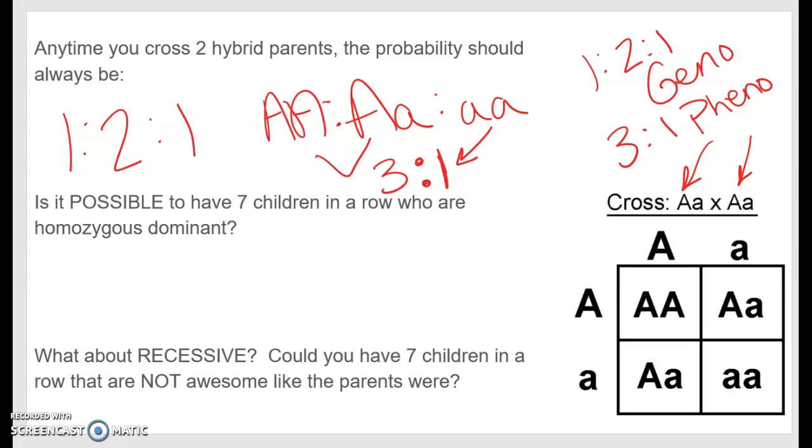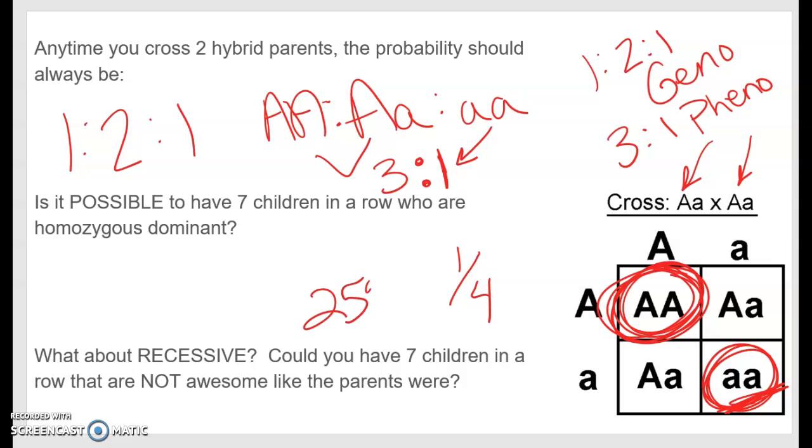Is it possible to have 7 children in a row who are homozygous dominant? Could you have 1, 2, 3, 4, 5, 6, 7 in a row who are dominant? Absolutely. What about recessive? Could you have 7 children who ended up being from Tyrone every time? Yes. They would not be awesome in this case. Is that possible? Yes. Is it probable? No. Remember that only 1 out of 4, a 25% chance, will be your recessive children, like this.